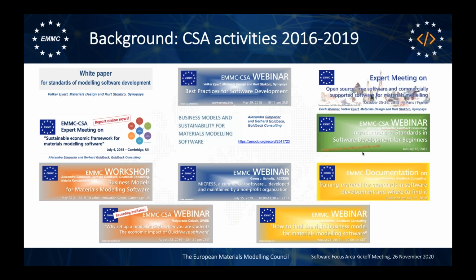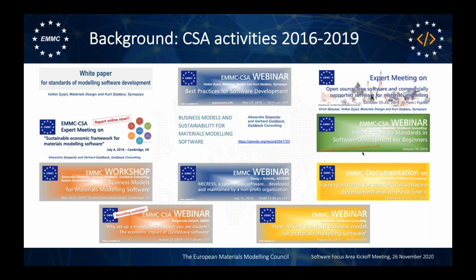Okay, let me remind you of some of the activities which we had in 2016 to 2019 within the CSA with respect to software. And as you can see here, these are different efforts, white papers and webinars. We had a white paper on software development. We had a white paper on business models and sustainability for materials modeling software. So these were actually the main aspects which we touched in the CSA.